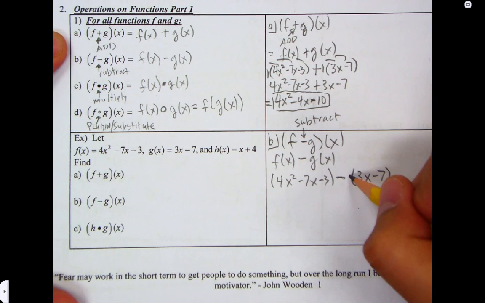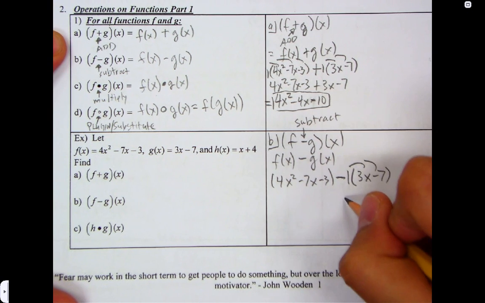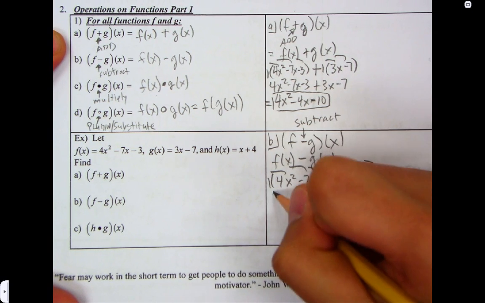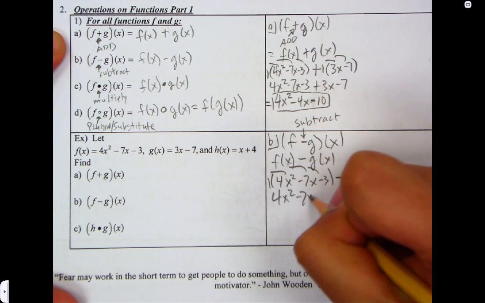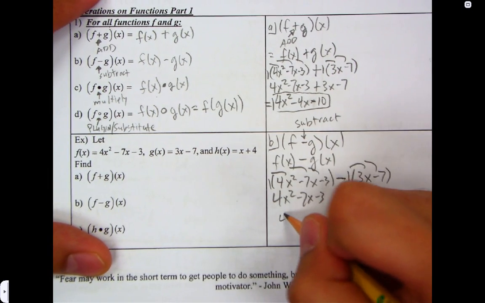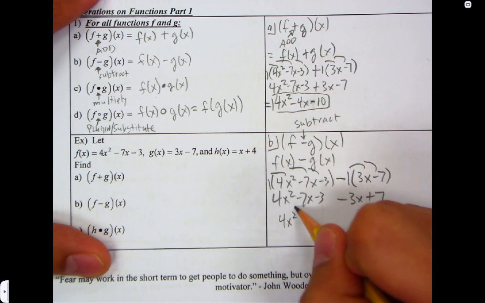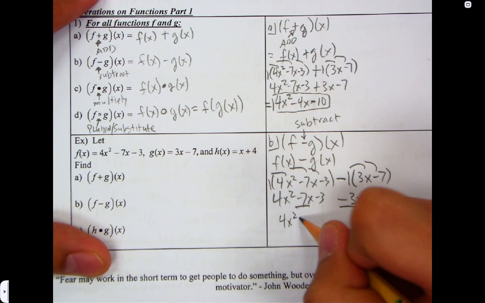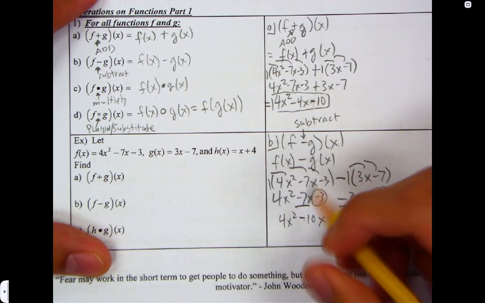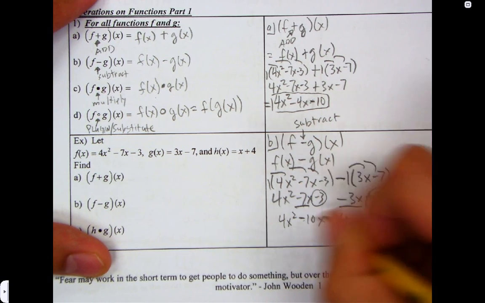So just subtract the two. Distribute the negative 1: negative 3x plus 7. Put a 1 here, distribute, 4x squared minus 7x minus 3. And combine like terms. 4x squared, negative 7x and negative 3x make negative 10x. Negative 3 and positive 7 is positive 4.